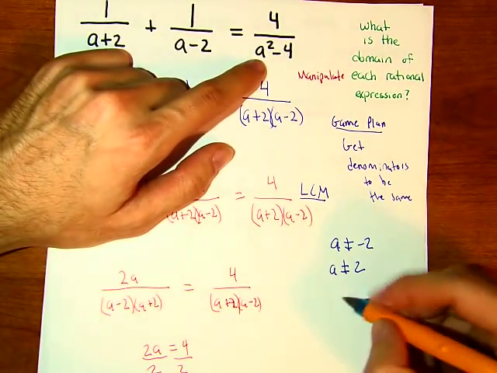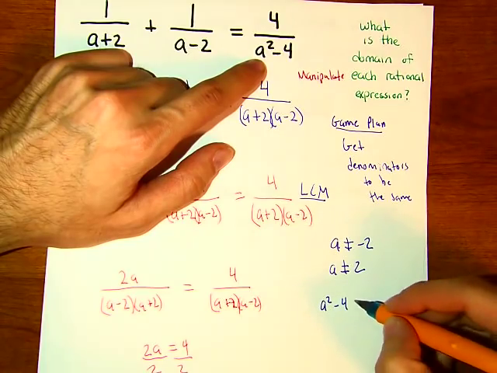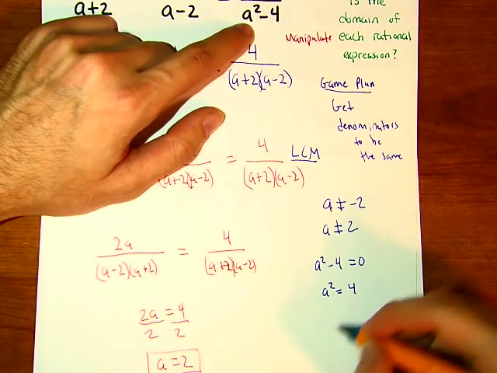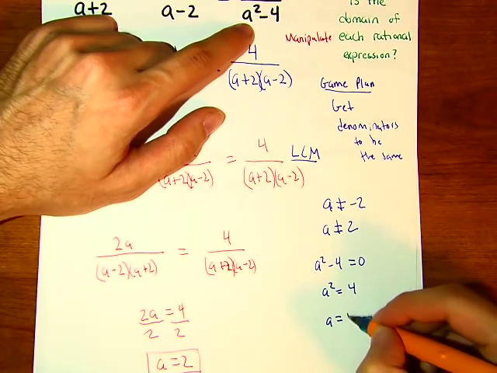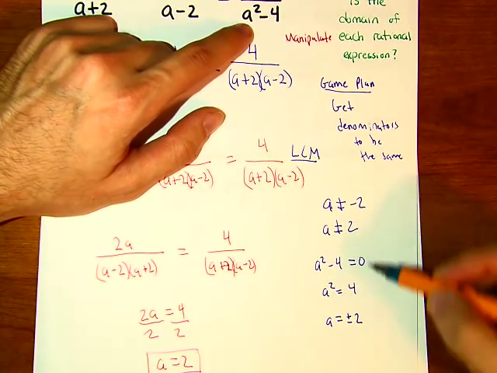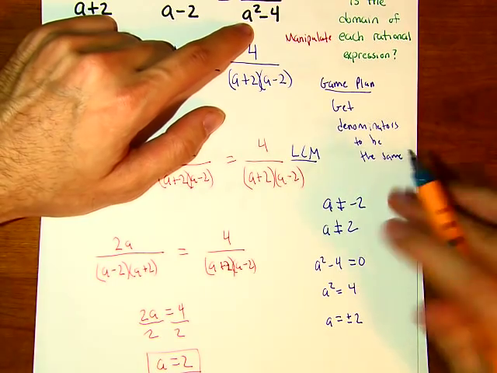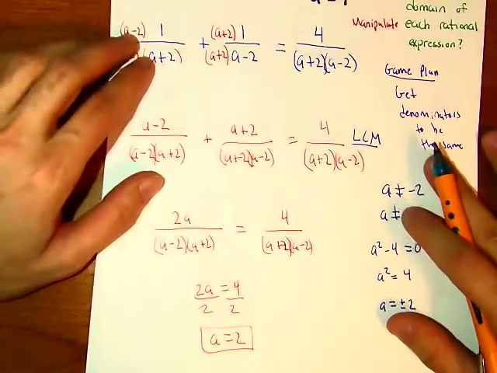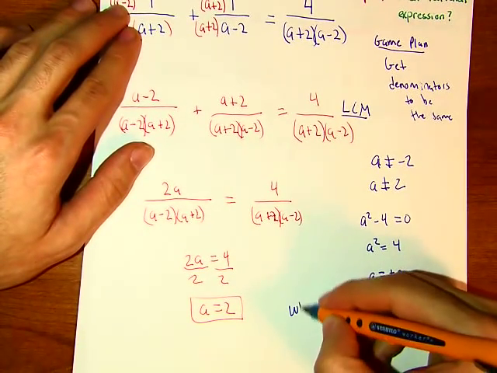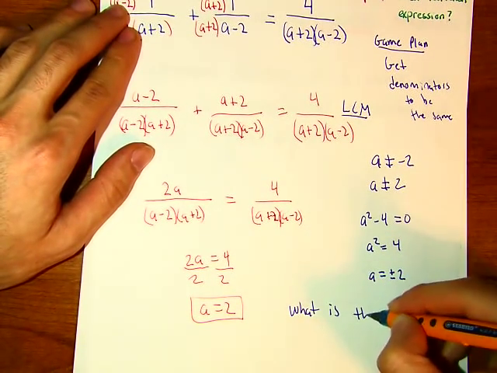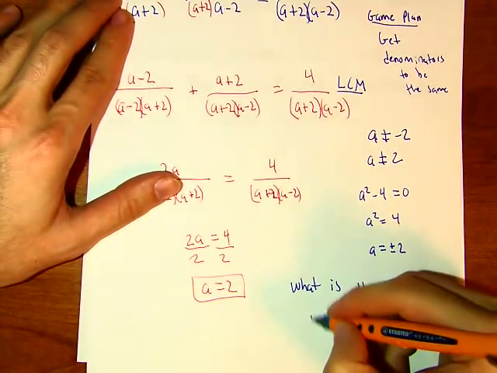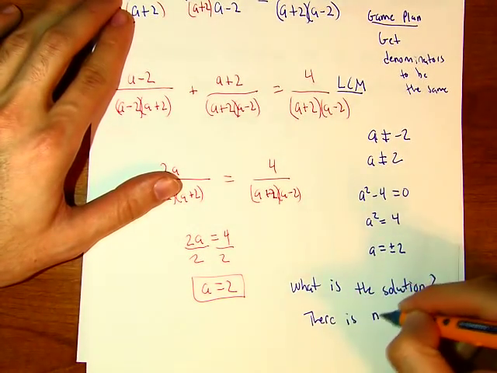Here, if you have a squared minus 4, and that's equal to 0, then a squared is equal to 4, a is equal to plus or minus 2, so a can't be plus or minus 2. And now here we got a solution that a is equal to 2. So what does that mean? What is the solution to this question? There is none.